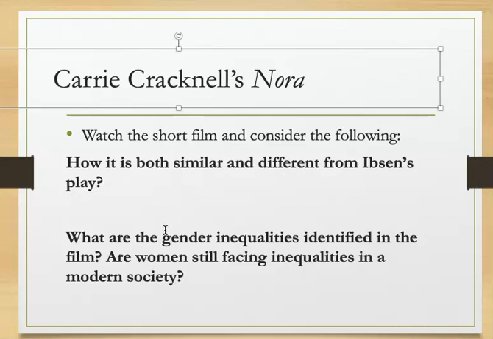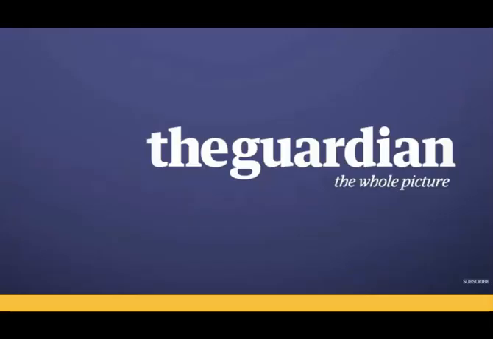So how is the original play different or similar from this short modern version called Nora? And then what are the gender inequalities identified in this little short film? And are women still facing gender inequalities today in modern society? So try to come up with responses to those questions while we're watching the film.